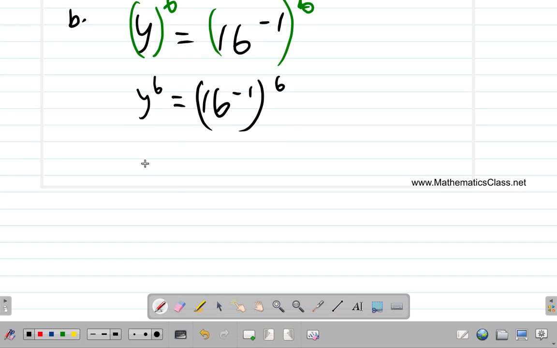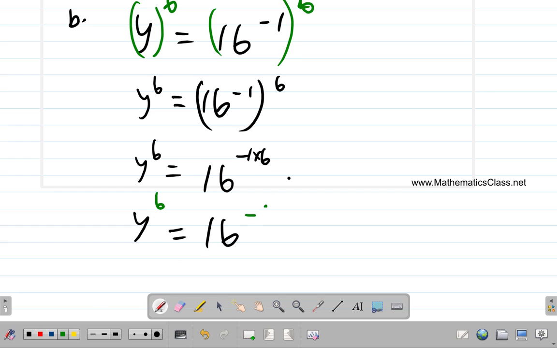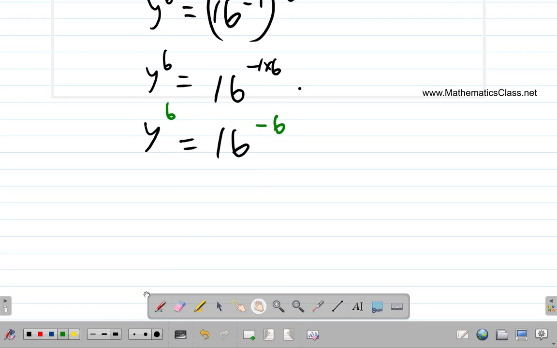Then y to the 6th is equal to, remember, when you have a number raised to a power, and all of that is raised to another power, you multiply the powers. 16 to the negative 1 times 6. So y to the power of 6 is equal to 16 to the power of negative 6. But I guess they want us to write it in terms of fractions and so on and so forth.